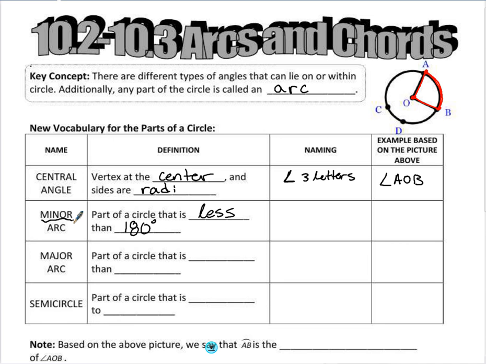We usually use this arc symbol, a curved line, over top of the letters that represent that arc, and we use two letters for a minor arc. And those two letters can be written in clockwise or counterclockwise directions around the circle. It just depends on what's the shortest distance from one letter to the next. So one example of a minor arc is the letters AB. AB represents a minor arc because its central angle is less than 180 degrees, and therefore the distance from A to B would be a minor arc along the circle.